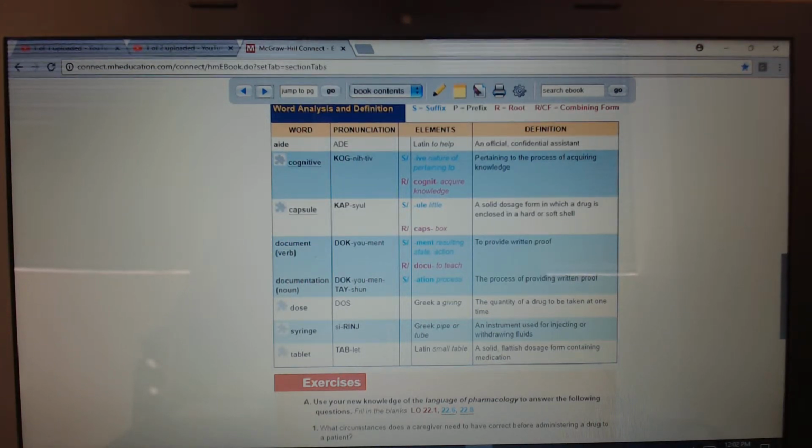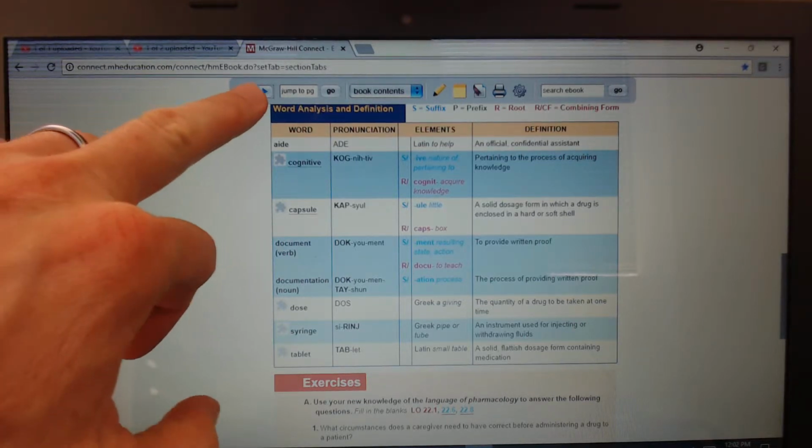Docu means to teach, to provide written proof. Documentation, the process of providing written proof. Dose is Greek for giving, the quantity of a drug to be taken at one time. Syringe is Greek for pipe or tube, an instrument used for injecting or withdrawing fluids. Tablet is Latin for small table.